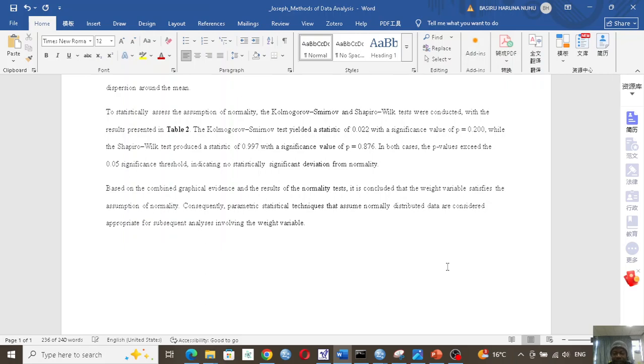Now we have finished with the reliability test and then our normality test. Our next one will start with the main thesis, starting from t-test and then one sample t-test, independent t-test, in that order.